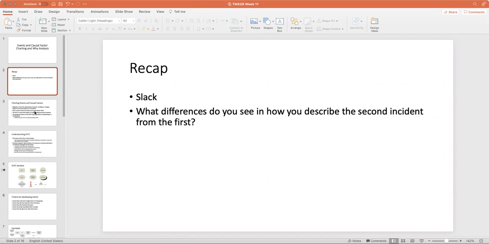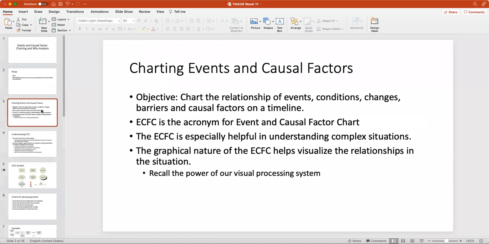Okay, and then we'll end at the end of this. I've got stuff for next week, but first, just looking at charting events and causal factors. So we've already kind of done this, right? The one thing we'll cover a little bit is how much overlap there is in these methods. But when you do a task analysis or any kind of a method, you're going to be charting events and causal factors. This is just the quote unquote formal method for that. So your goal is to chart the relationship of events, conditions, changes, barriers, and causal factors on a timeline. The timeline is the operative word here.